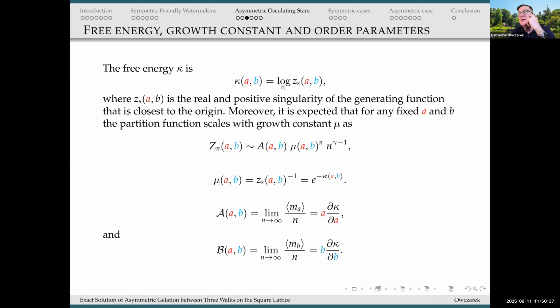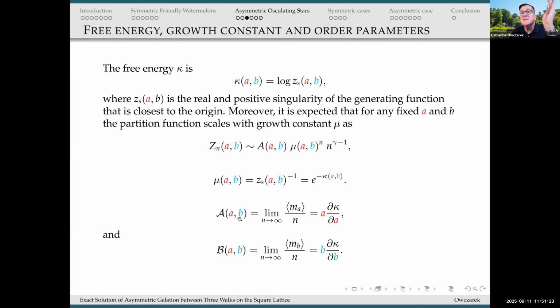The free energy kappa, in appropriate units, is related to the log of the singularity of the generating function closest to the origin. So that's the relationship between the free energy and the singular behavior of the generating function. And this is a normal kind of equation for the scaling behavior of the partition function, which goes as mu to the n, times n to an exponent called the entropic exponent, gamma minus 1. And this mu is also related to the closest singularity to the origin of the generating function. It's related to kappa, the free energy. These things are all effectively the same thing.